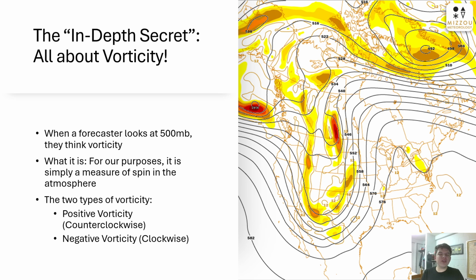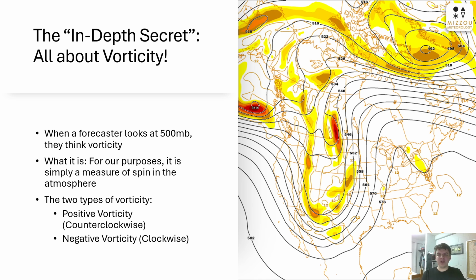We've talked about everything you can get out of just the heights alone on a 500 millibar map, but there's more. When a meteorologist hears 500 millibars, they aren't usually thinking about heights. They're usually thinking about vorticity. This is because it measures the spin in our atmosphere, which allows us to assess where there's lift and sinking motion. There are two types of vorticity we'll go over today: positive vorticity, or counterclockwise vorticity, and negative vorticity, or clockwise vorticity.